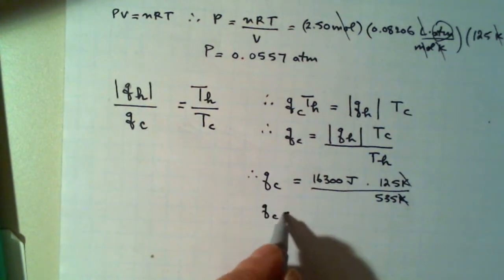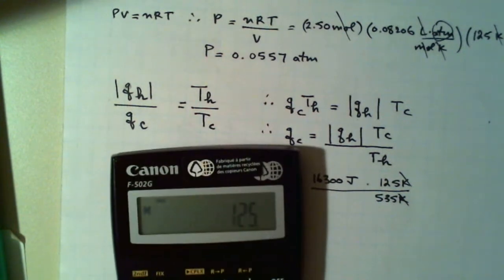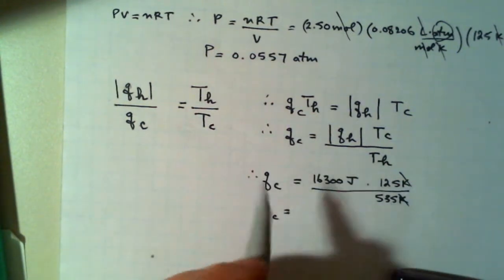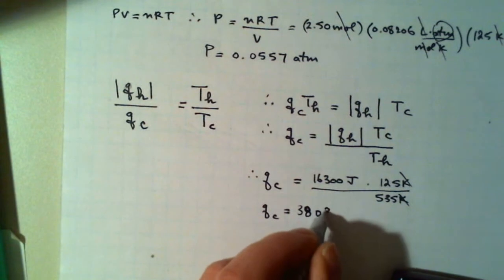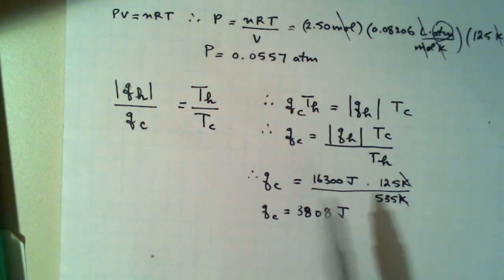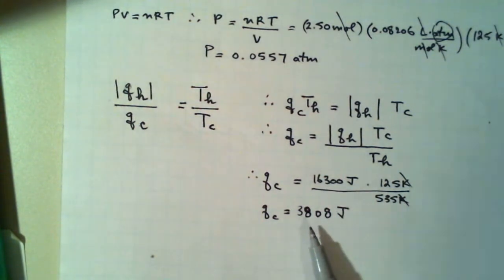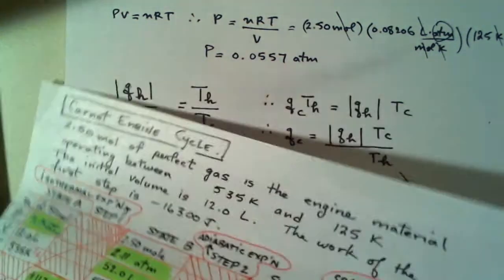So my Q cold is, in joules, 125 on 535 times 16300. And that is 3808 joules. Now I have to think about the sign. It's an isothermal compression. To figure out what sign it should be when I put it in the table, because I'm using absolute values there, so I neglected it. So I have 3808 joules.